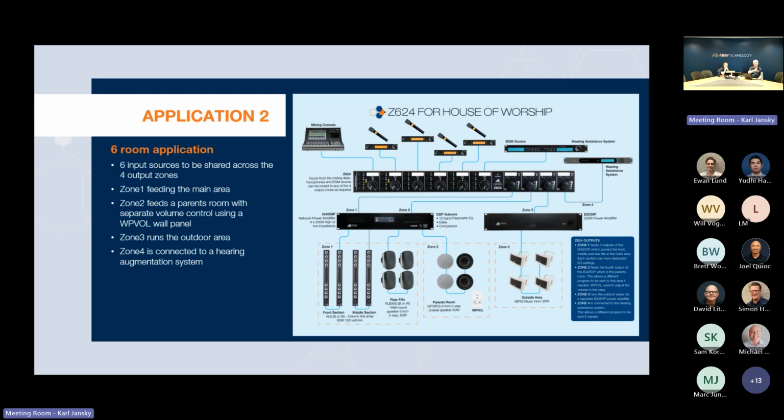And the 4th zone is going to the hearing assistance system inside the church. Now, what that will allow you to do is send various inputs to various parts of the church at different levels and control how it's all working in a nice economical package for a house of worship application.